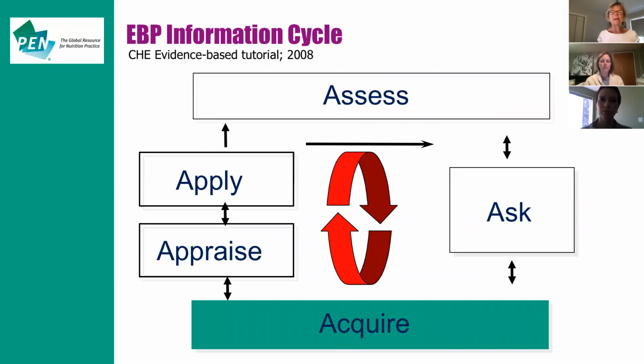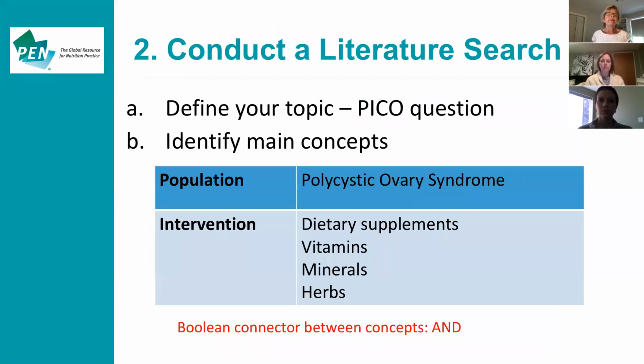So thinking then broadly about what the topic or the question would be, the next step is to acquire the evidence. The goal in searching is really looking at the best available evidence, not every shred of evidence on a particular topic. So I'm really going to be talking about acquiring or conducting the literature search to focus on finding the best available evidence.